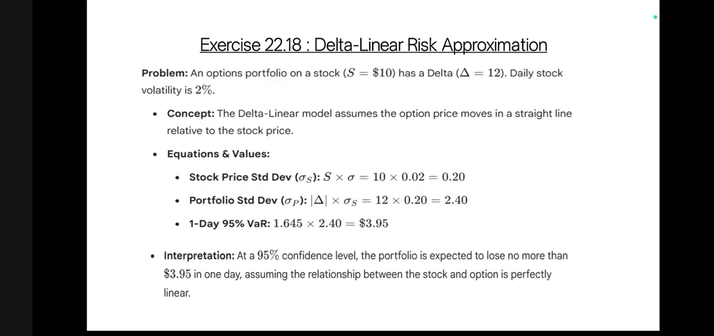When we refine this using a negative gamma of minus 2.6, we apply a quadratic model. This minus 130 term shows that whether the market goes up or down, the negative gamma will lower the portfolio value, making the actual value at risk higher than the linear model suggested.